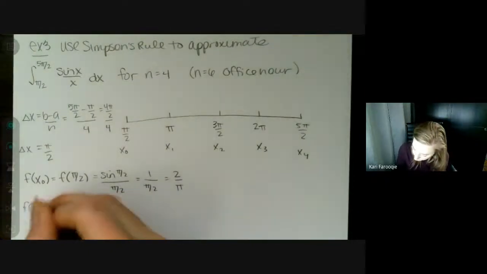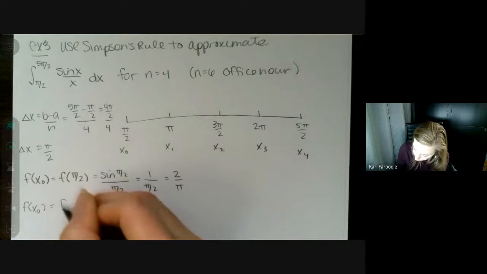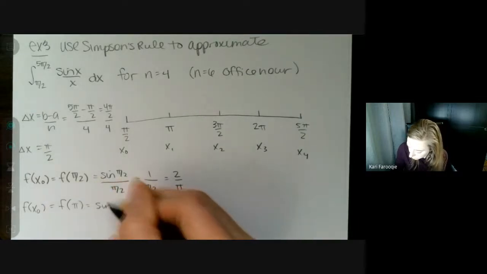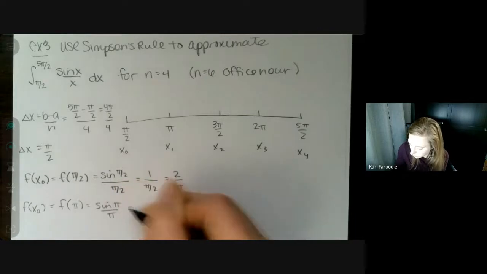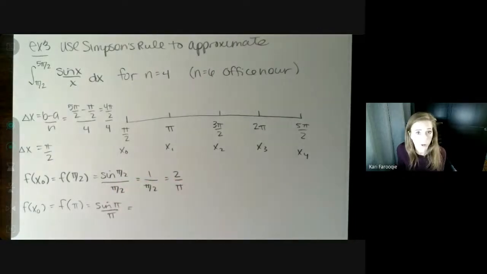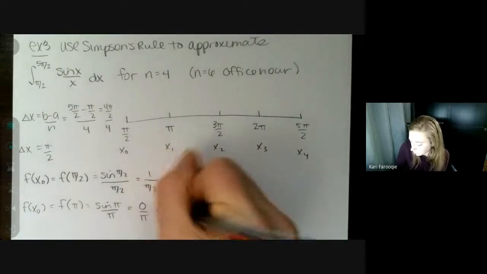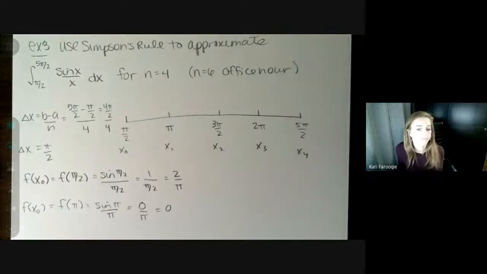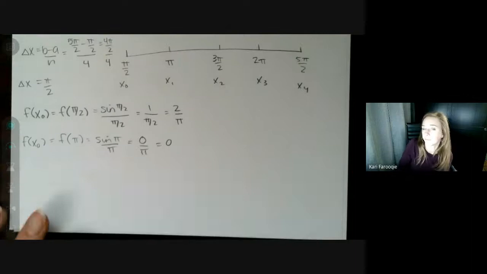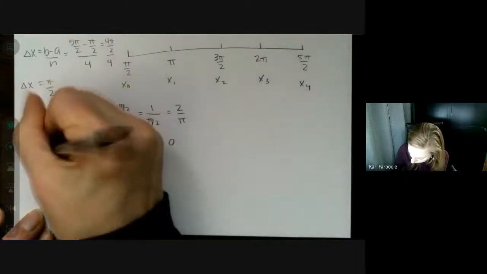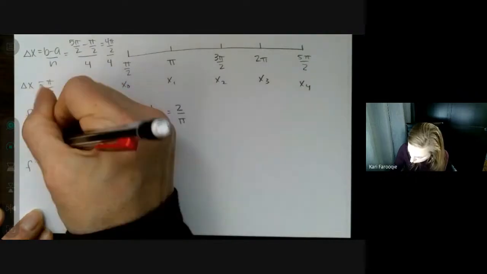And then do the same thing for these other values. We'll next look at f of pi. Sine pi over pi, well, the nice thing about that is you don't have to worry about putting this whole clunky thing in your calculator because the sine of pi is 0. And 0 over pi is 0. Oh, sorry, I wrote f of x sub naught, but that was definitely f of x sub 1.